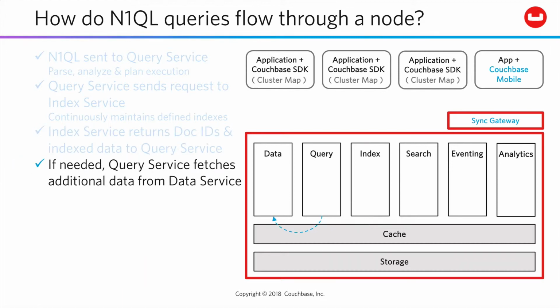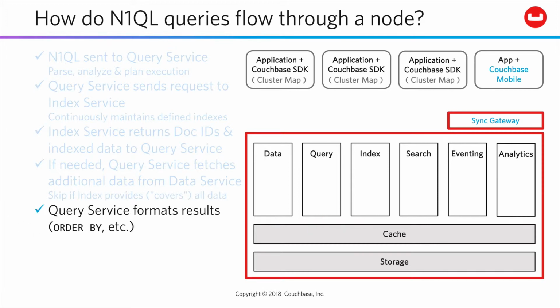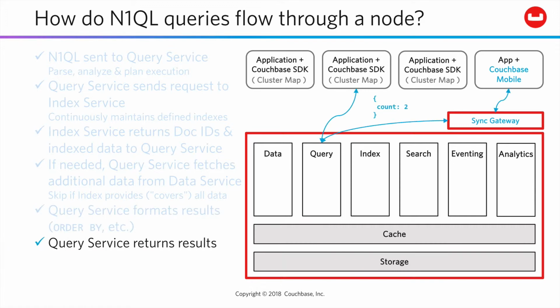If needed, the query service then fetches additional data using the document IDs provided by the index. This fetch process is skipped if the query is covered, meaning all requested fields were included in the corresponding index. The query service then formats the results with ordering, grouping functions, and so on, and returns the results.